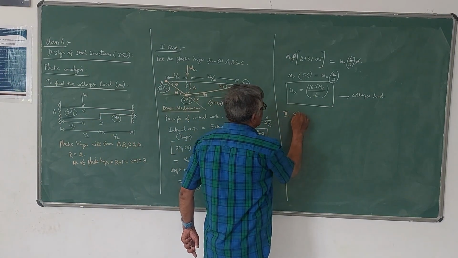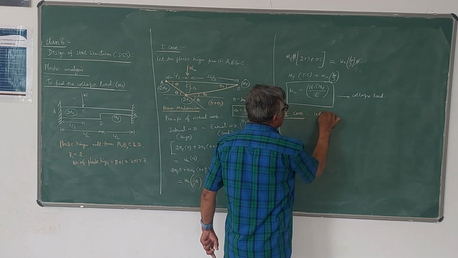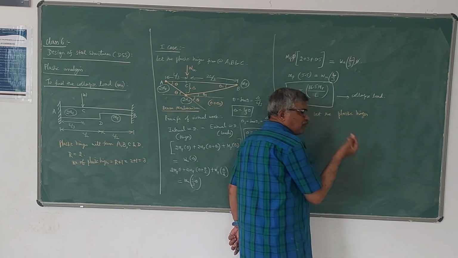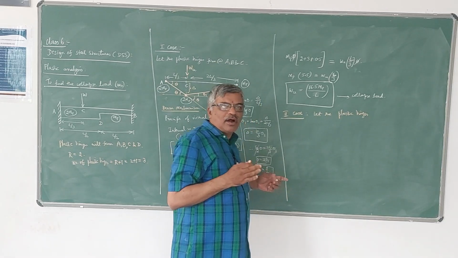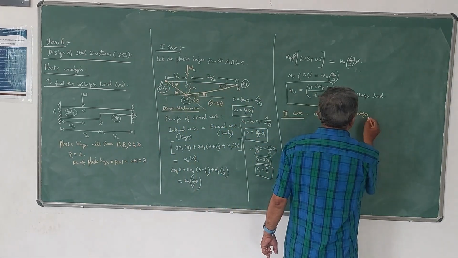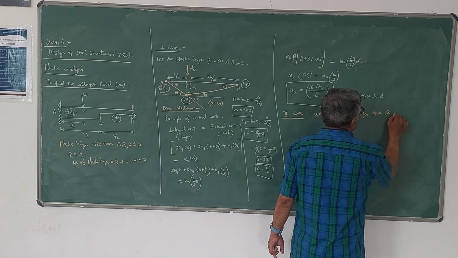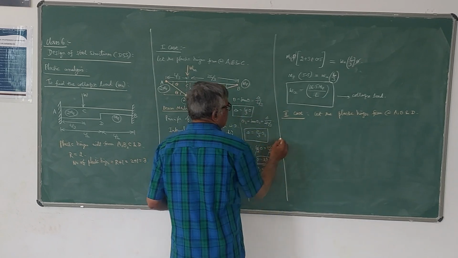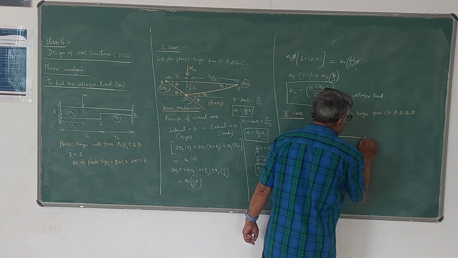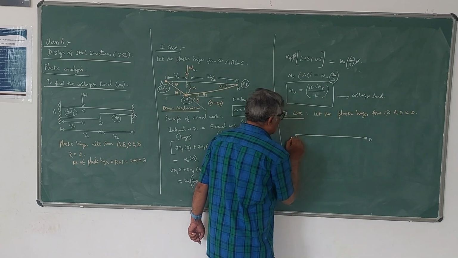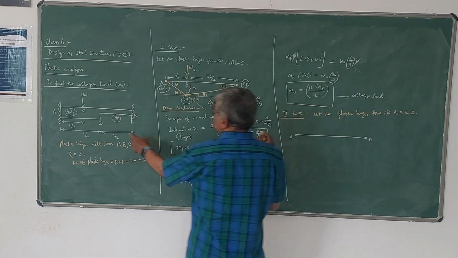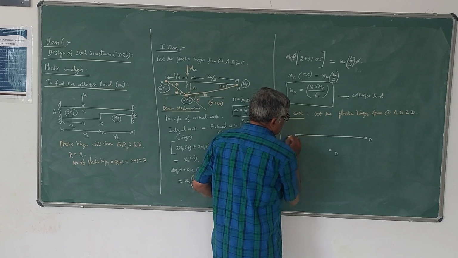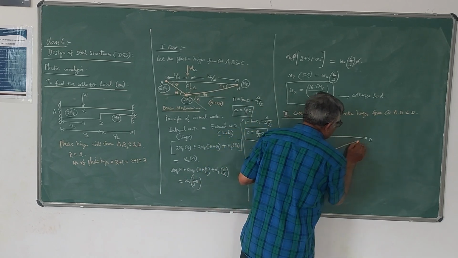Next, in the second case, let the plastic hinges form, because only 3 plastic hinges are enough. So totally 4 will form, but when 3 plastic hinges are formed, then the mechanism will occur. Let the plastic hinges form at A, B and D. So in this case, the mechanism now will be like this. There is a plastic hinge at A and B, and D will be here. D is the midpoint, actually it is a midspan point. So the mechanism will be like this.